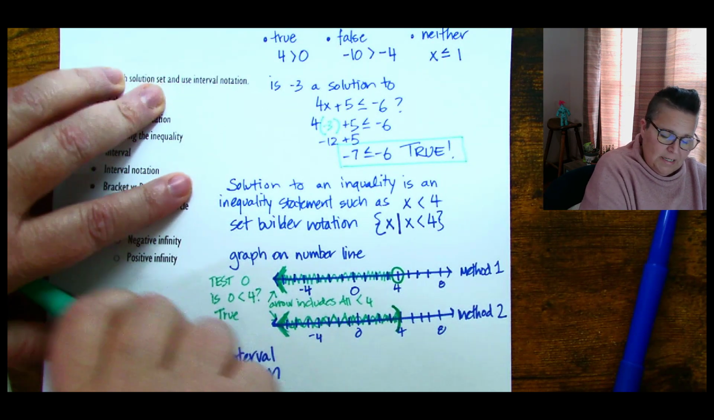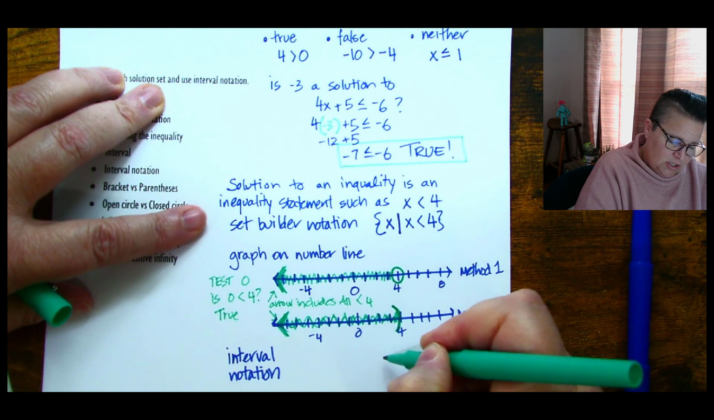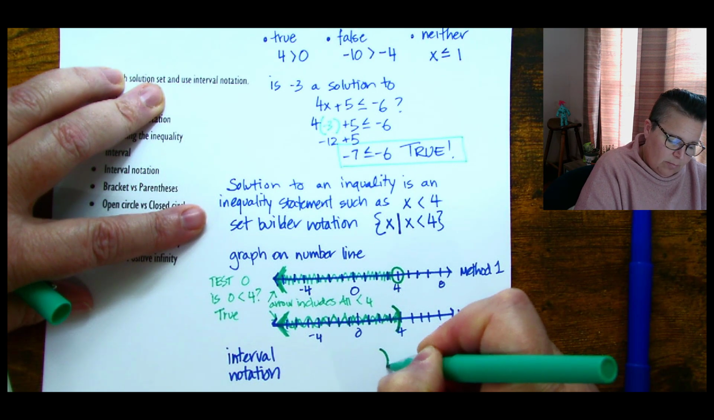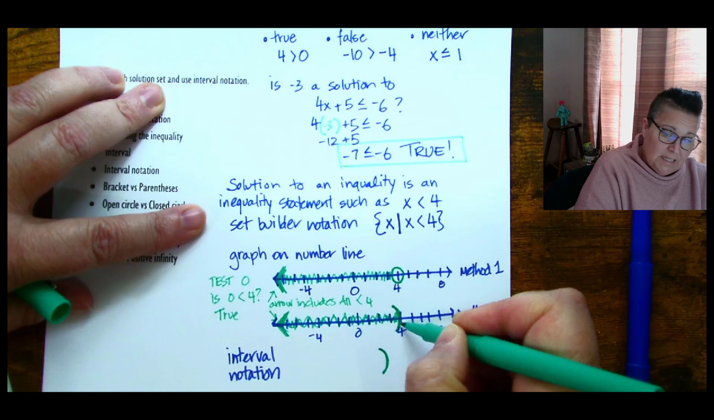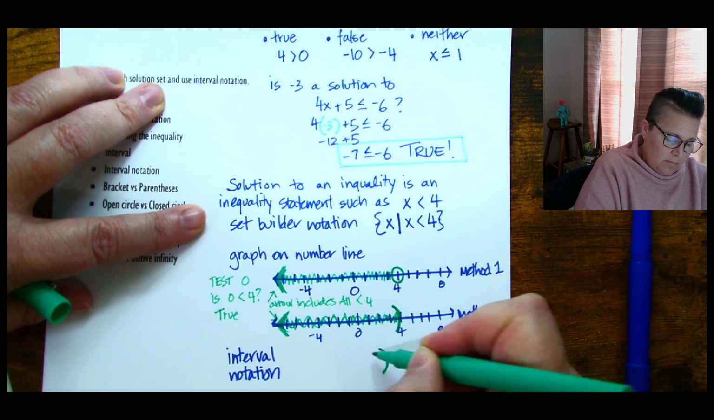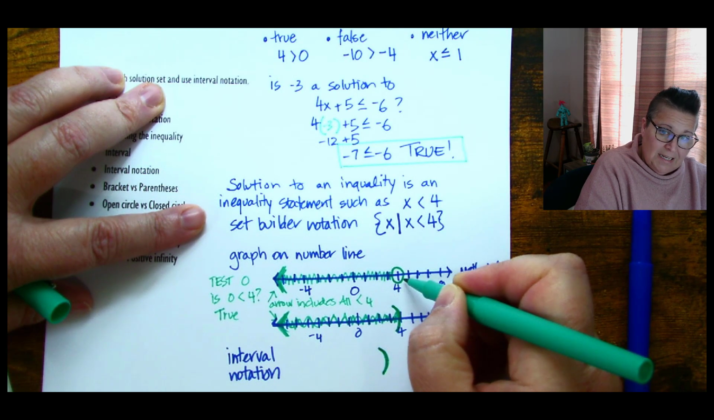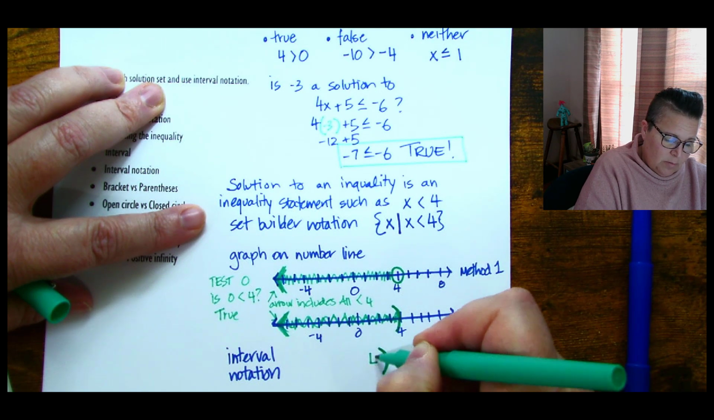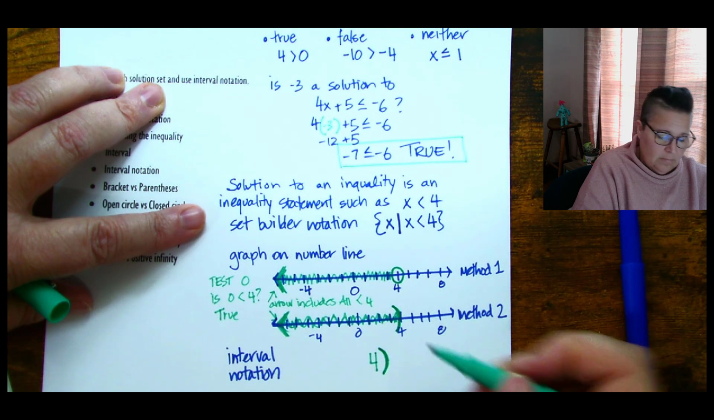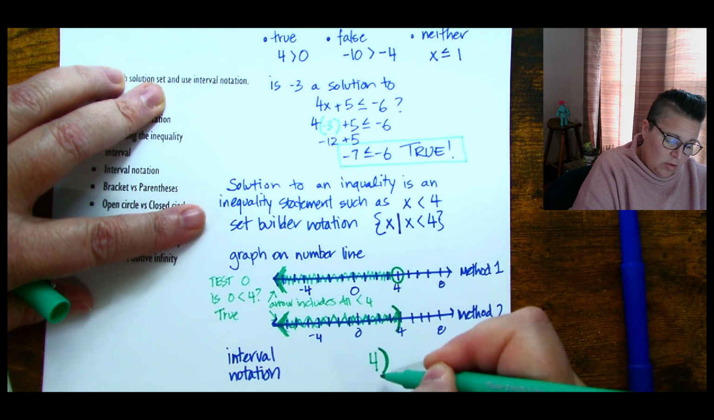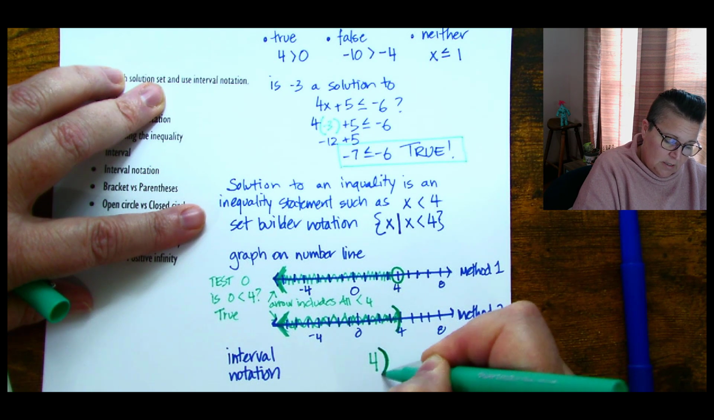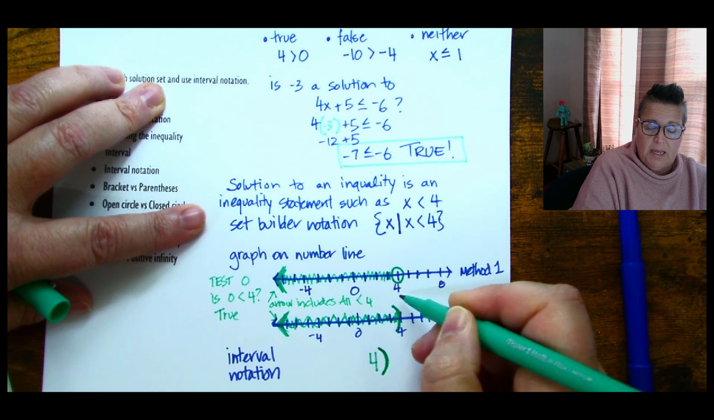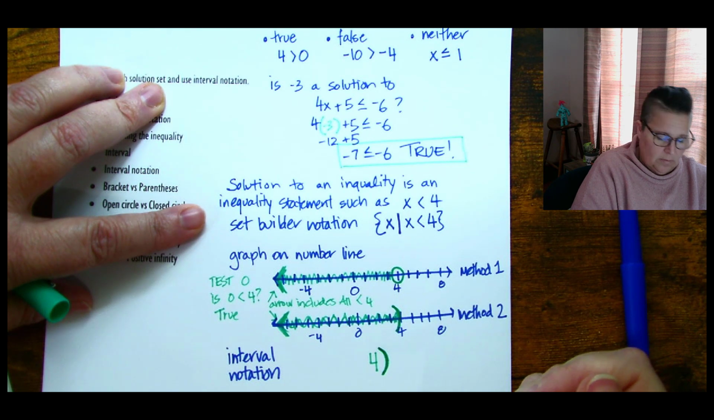So when I write this in interval notation, I'm going to use that parentheses, the same one I used in this method, because this parentheses indicates an open circle. It is the same as the open circle. And I'm going to put a 4 there. Okay? So it comes all the way up to, but does not include the 4. So rounded bracket, because it does not include the 4.